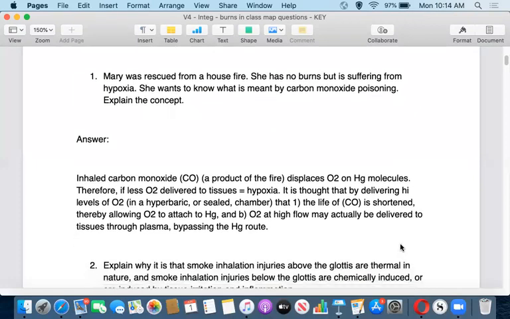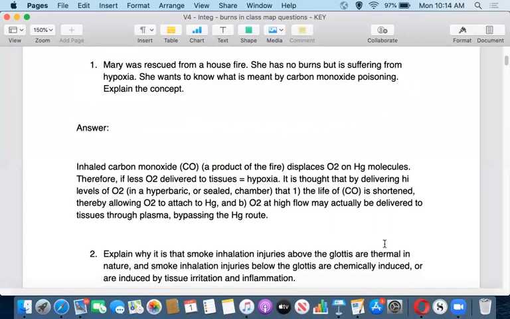So question number 2. Imagine there's a fire downstairs, you're upstairs, there's hot smoke coming up. You breathe in that hot smoke and you can understand that it's hot. So in the upper airways, they get burned. That's actually a thermal injury. It could be that the smoke cools down by the time it reaches the lower respiratory area. And maybe it does, maybe it doesn't.